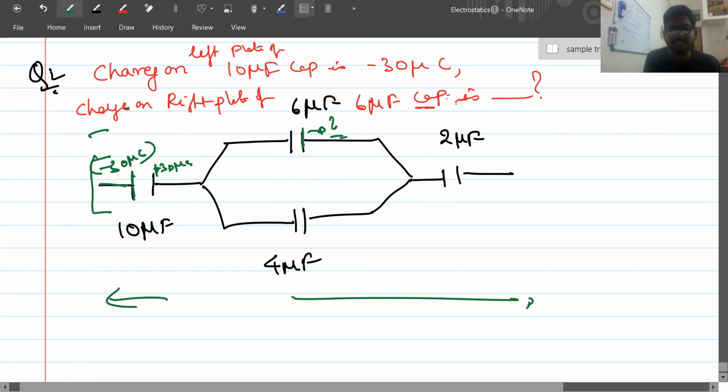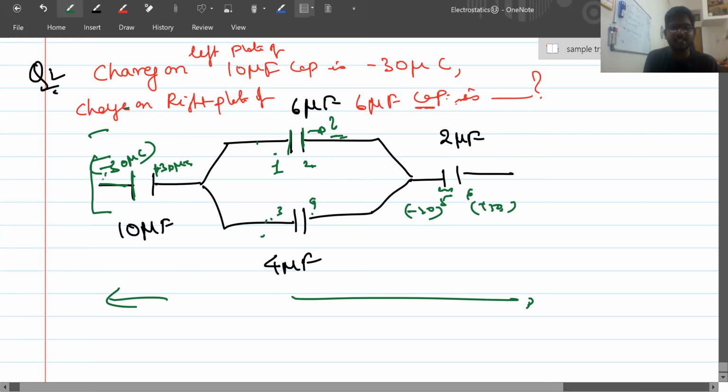And if this is plus 30, these are neutral because these are not connected to the battery. So this plate, I'll name them 1, 2, 3, 4. First plate and third plate combined together should be minus 30 microcoulombs. Second plate and fourth plate combined together should be plus 30 microcoulombs. And if it is plus 30, this plate, I'll consider it as fifth plate. The fifth plate should be minus 30 microcoulombs, and the sixth plate should be plus 30 microcoulombs.